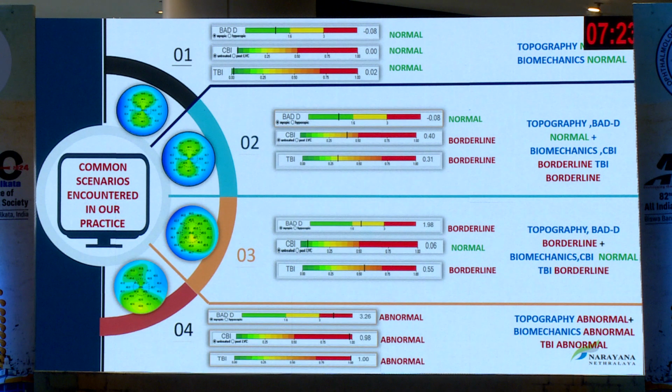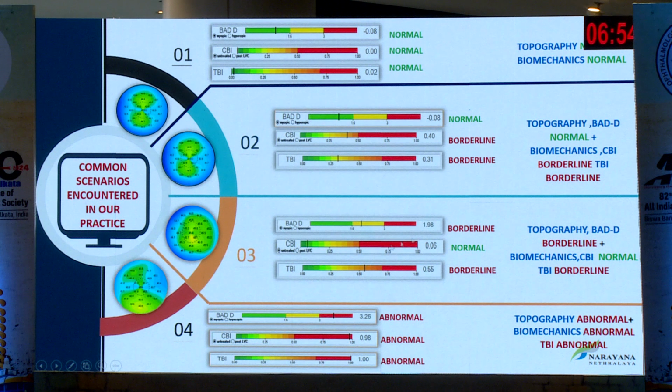So there are various patterns which we need to understand. If you look at the topography, which is from Pentacam, the BAD-D, and the CBI and TBI, which are from the Corvis, and all are normal, this is absolutely a no-brainer, it just works very well. But then you have biomechanics being abnormal and the topography being normal. You have topography being abnormal and the biomechanics being normal. And you have all of them abnormal. Even this is a no-brainer.